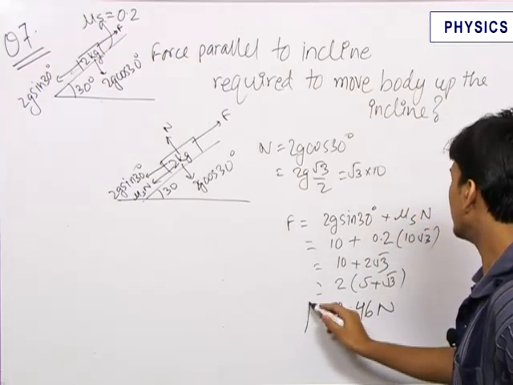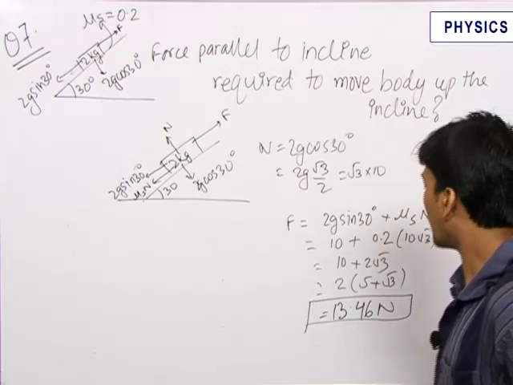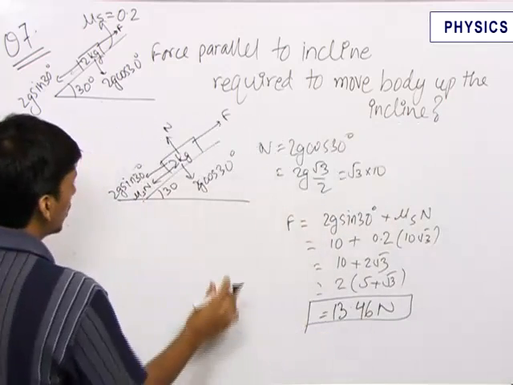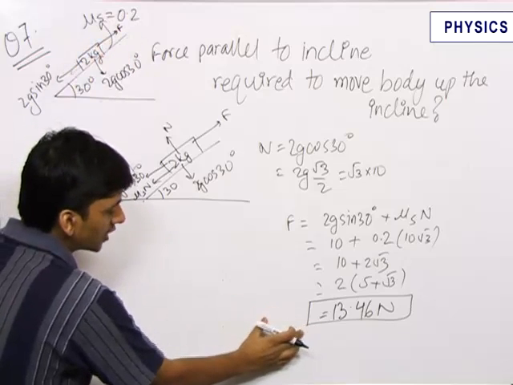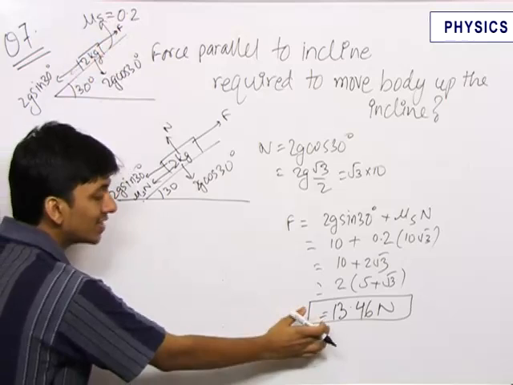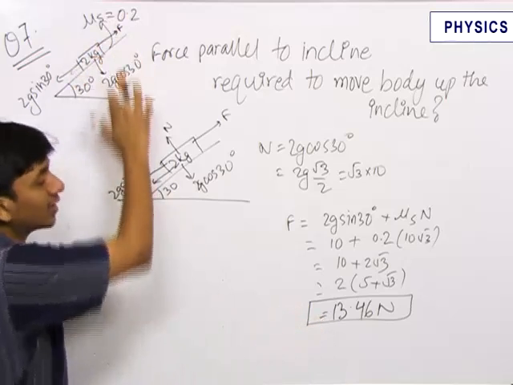So the final answer for the amount of external force required to move the object up the incline is 13.46 newtons. You need to apply at least this much force to move the object up the incline.